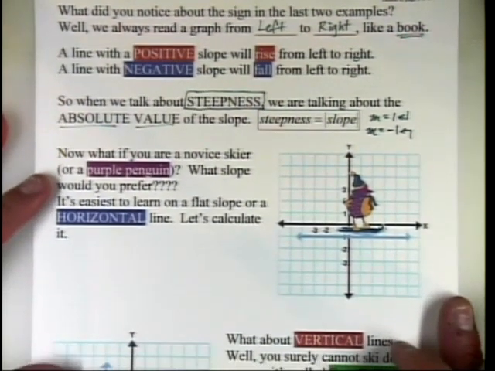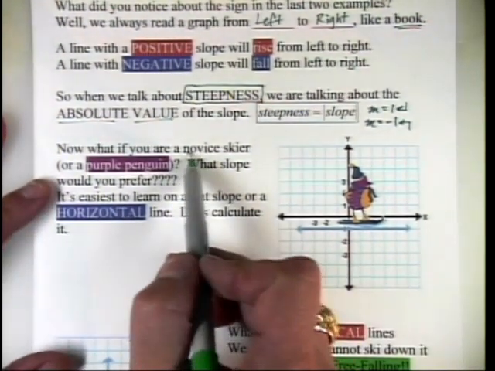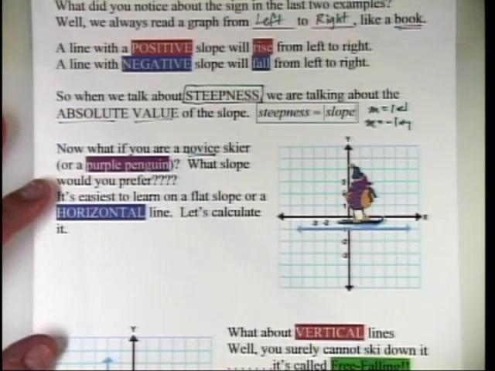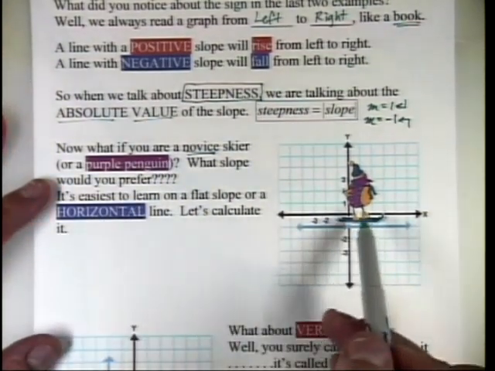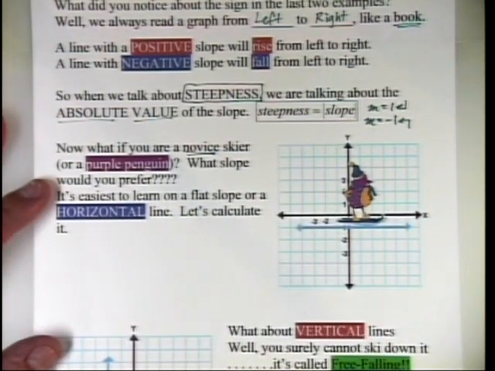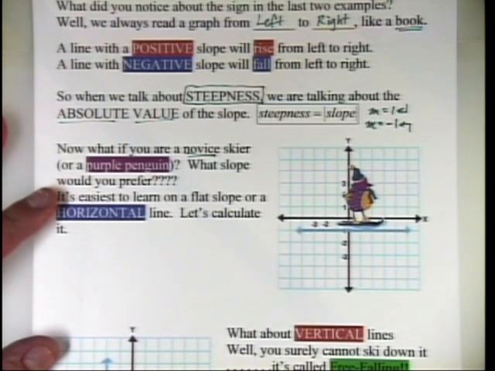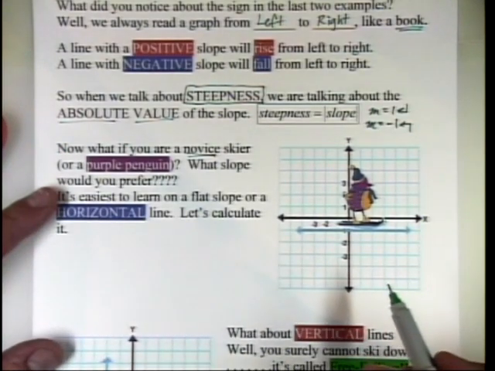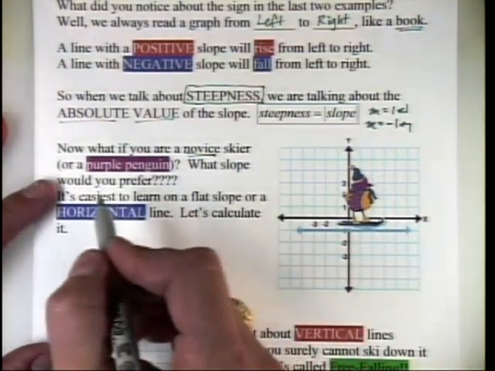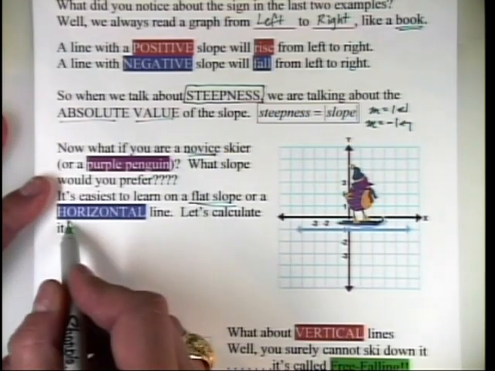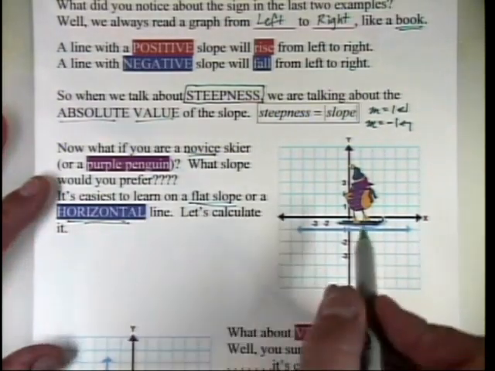Okay, now back to skiing. What if you're a novice skier? What if you're just learning how to ski? Or what if you're a purple penguin, like the guy I have here? What slope would you prefer to learn on? You wouldn't want to hit the black slopes, which are really steep right away. You would probably want to learn to stand up on your skis first. And it's best to learn to stand on a flat slope or a horizontal line, like this little purple penguin right here.